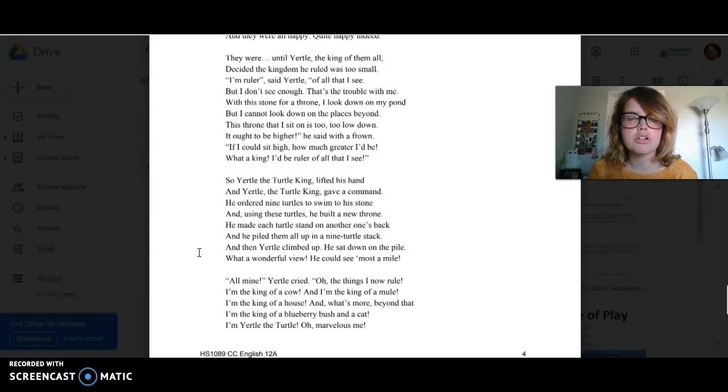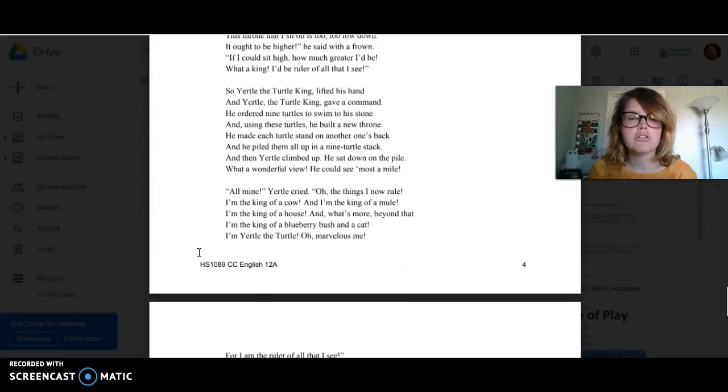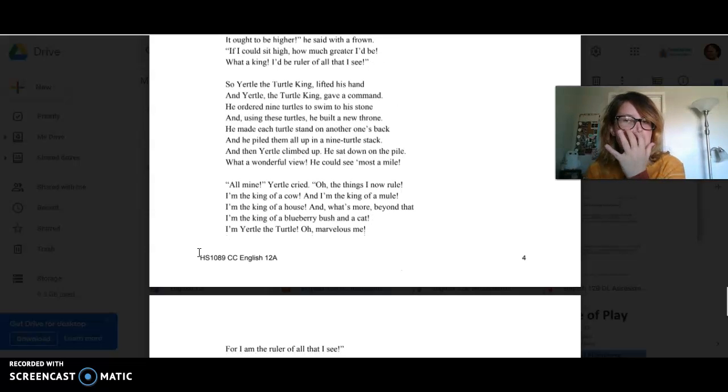So Yertle the Turtle King lifted his hand and gave his command. He ordered nine turtles to swim to his stone, and using the turtles he built a new throne. He made each turtle stand on one another's back, and he piled them all up in a nine-turtle stack. And then Yertle climbed up, he sat down on the pile. What a wonderful view! He could see almost a mile.